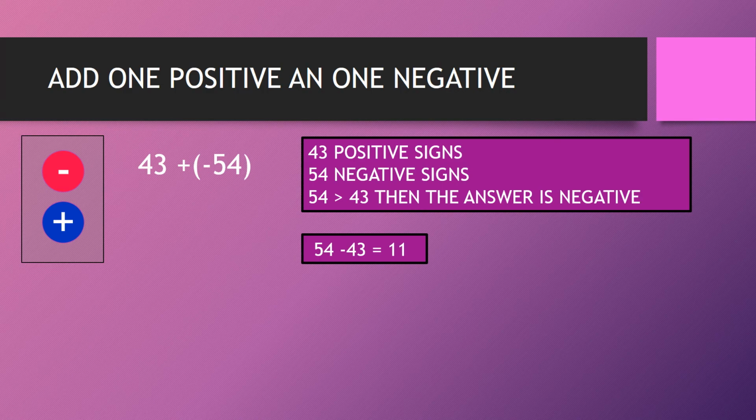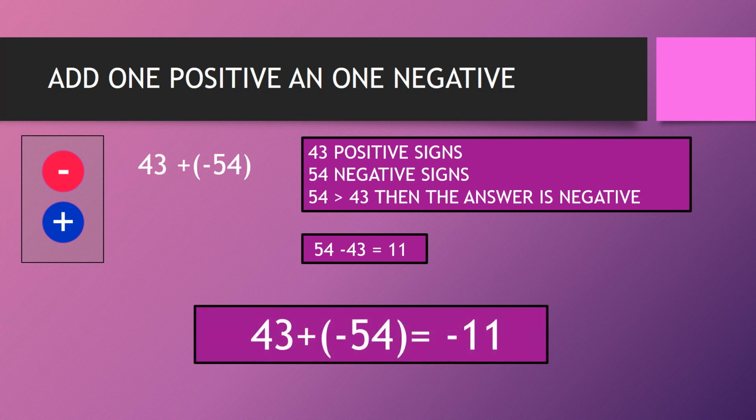What did I have to do now? Just subtract the greater frequency minus the least frequency, and this is 11. And finally, my answer is negative 11. Why negative? Because the sign more frequent in my problem is the negative sign.